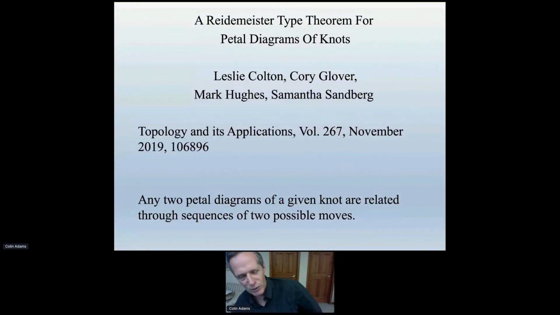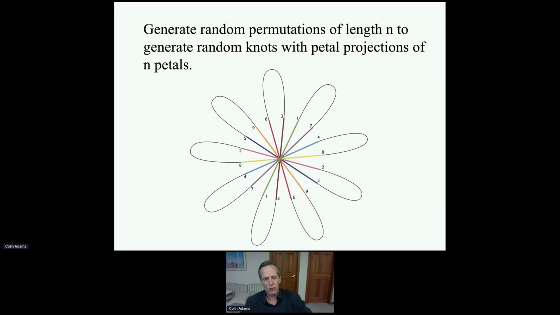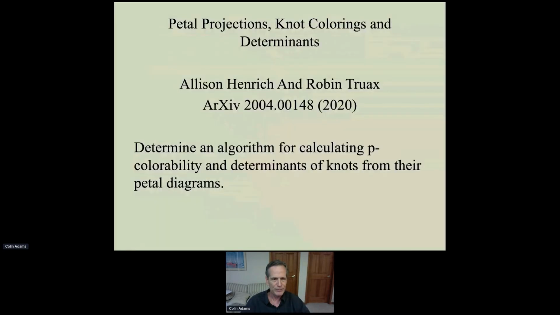So Mark Hughes, working with three undergraduates, came up with Reidemeister moves for petal diagrams. So any 2 petal diagrams of a given knot are related through a sequence of 2 possible types of Reidemeister moves. Chaim Even Zohar, Joel Haas, Nadi Lineal, and Tal Noack used these petal diagrams in what they called the Petaluma model, because they came up with it when they were in Petaluma, to generate random knots. So you generate just random permutations, and that is generating random knots. So it's a very easy way to generate random knots.